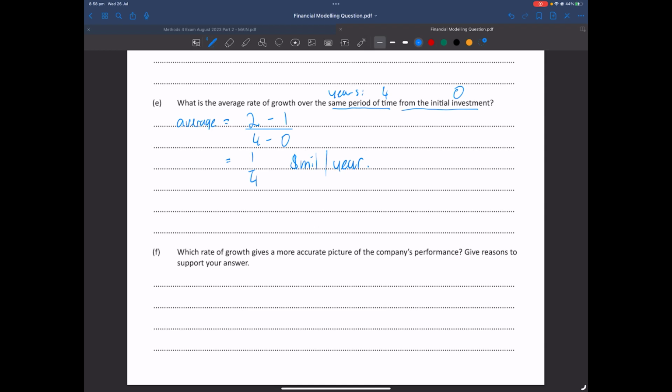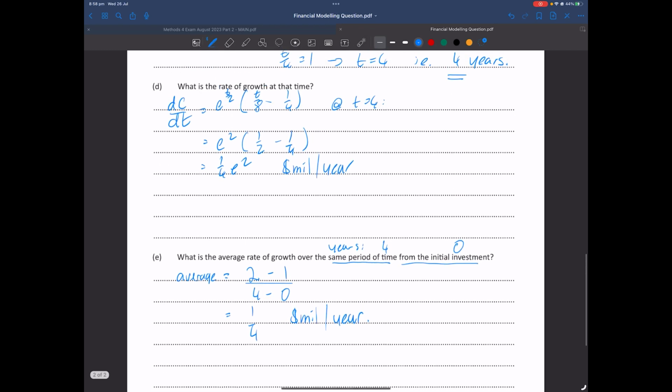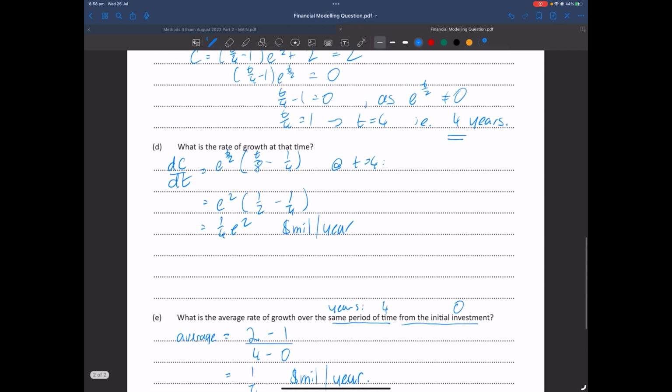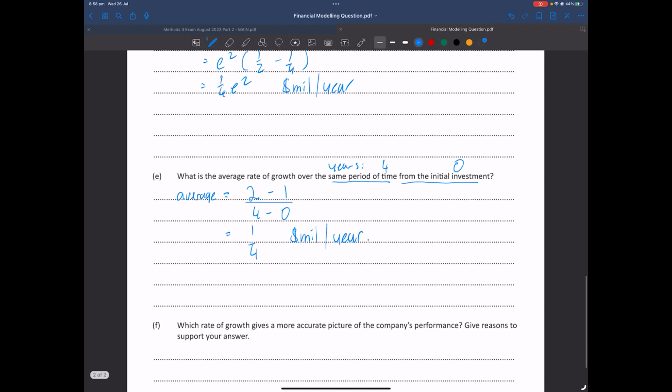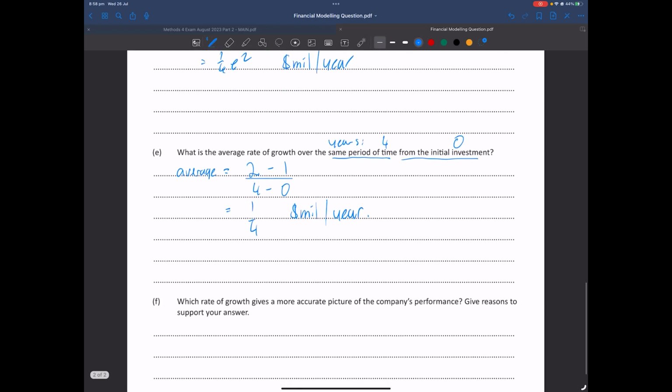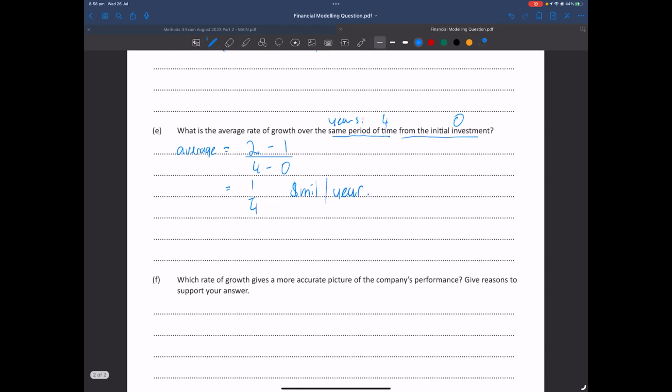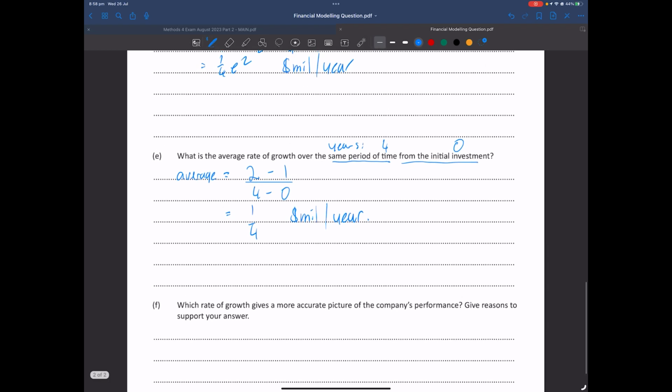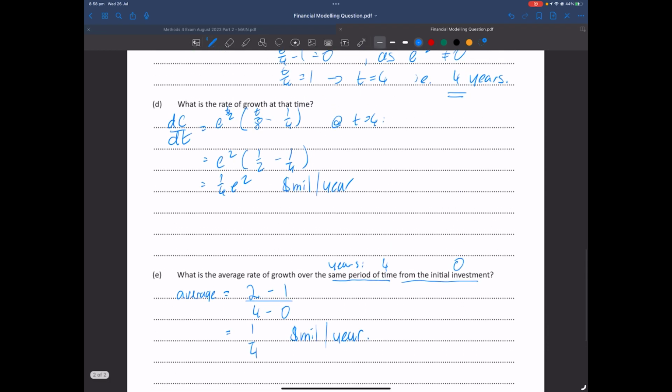Okay. You could argue that because this is an exponential function, effectively, I know it's not a pure one, the average actually undersells how the company will be projecting into the future. That sure, on average, it's $250,000 per year, but right now it's higher than that. It's 1/4 multiplied by e squared.